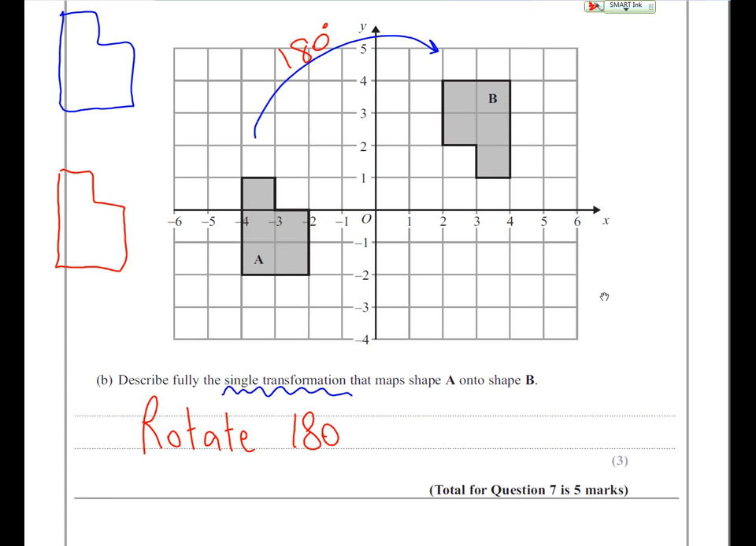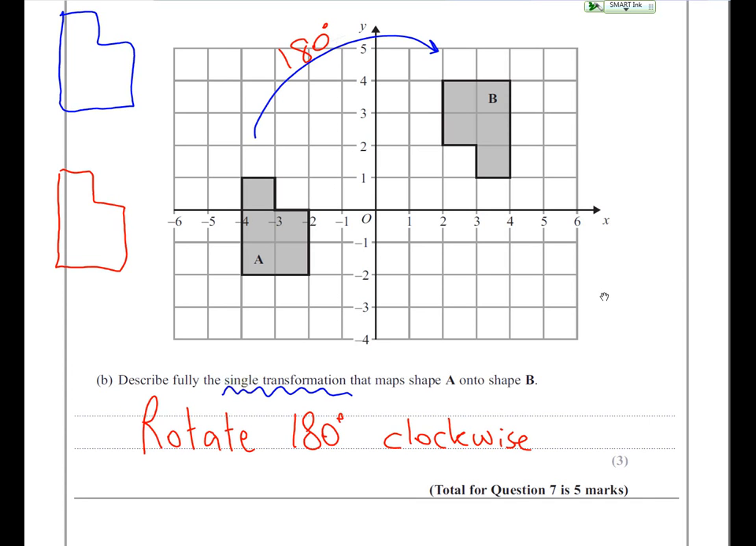Now, does it matter which way around? No, it could have gone clockwise or anti-clockwise. Okay, so you can choose. Clockwise, same way as the clock. Now, you need one more bit of information. That's 2 marks so far.